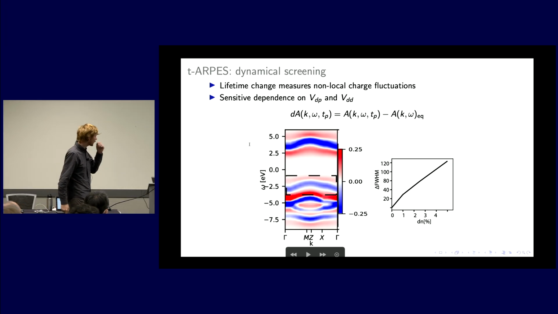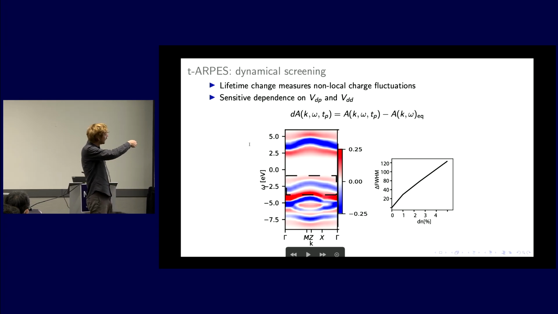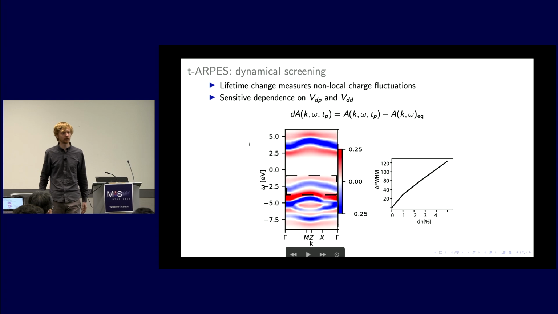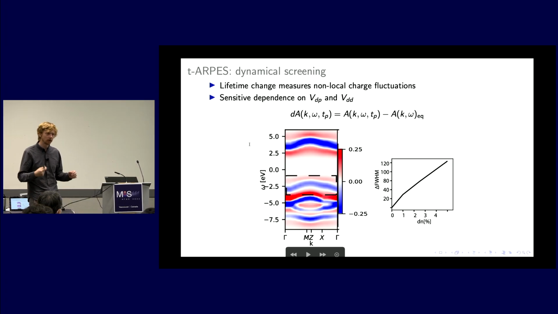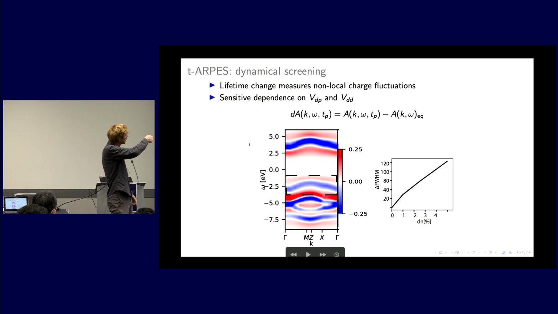But now this dependence actually measures how strong the non-local charge fluctuations are in a given system. More particularly, this curve is mostly sensitive to the interaction between the dp orbital and the non-local dd orbital, so the nearest neighbor side.